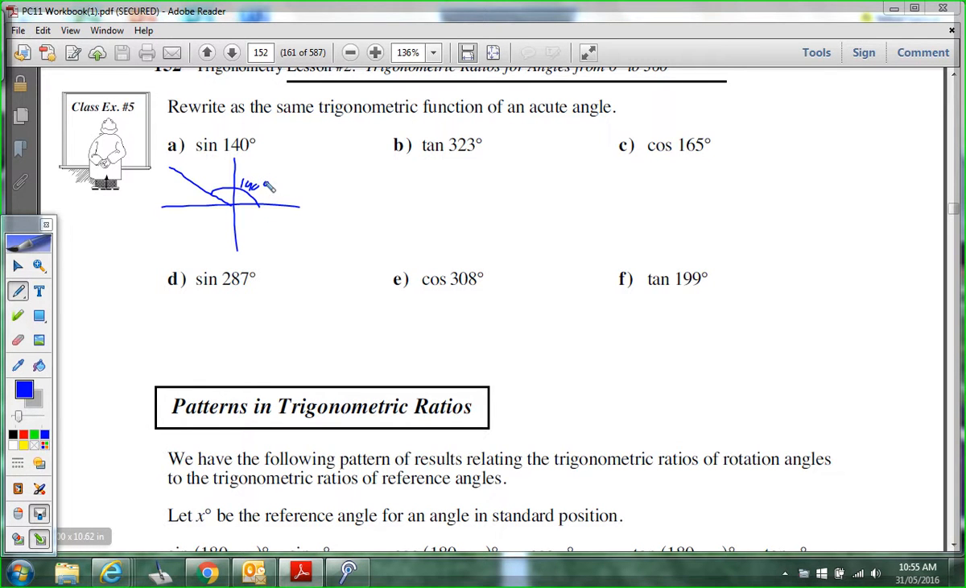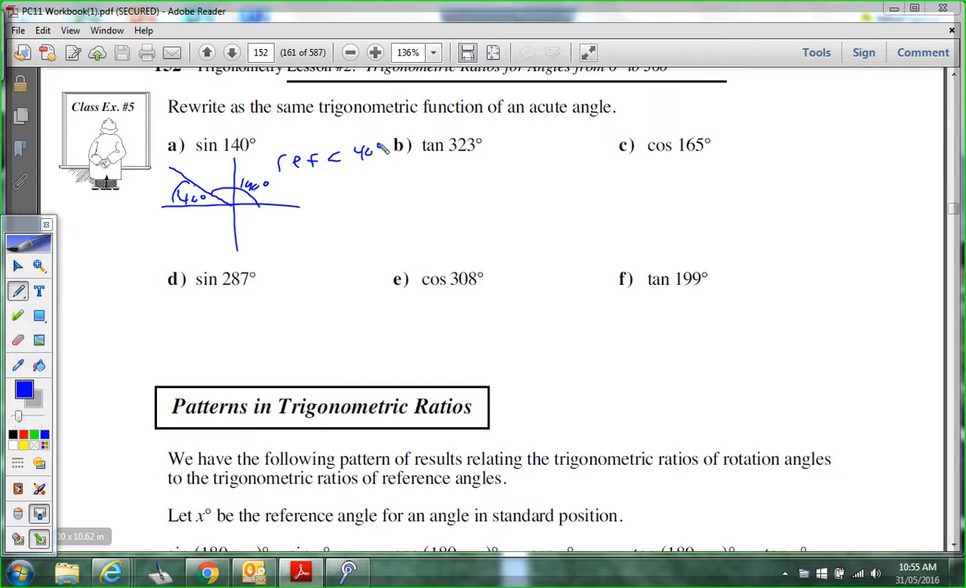Okay, what's that reference angle? 40. That's what that reference angle is. Does everybody understand that? 140 plus 40 is 180. Okay, so I know my reference angle is 40. So this is what I'm going to ask you. Is sine with x or with y? Y. Okay, we got to be yelling that by now. Sine, we're thinking with y.